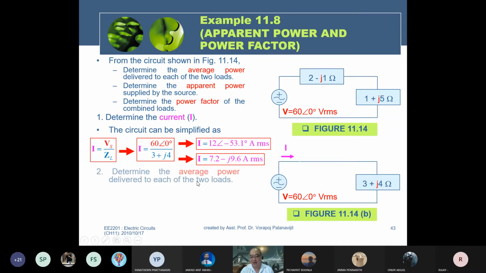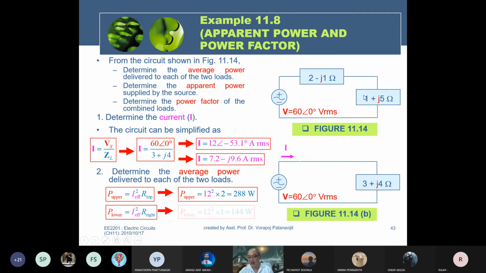The next step, after you determine the current, is to determine the average power absorbed by each load. The average power comes from the real part of each load. The real part of the top load equals 2. Therefore, the average power of the upper impedance equals I squared R, or 12 squared multiplied by 2, equals 288 watts.